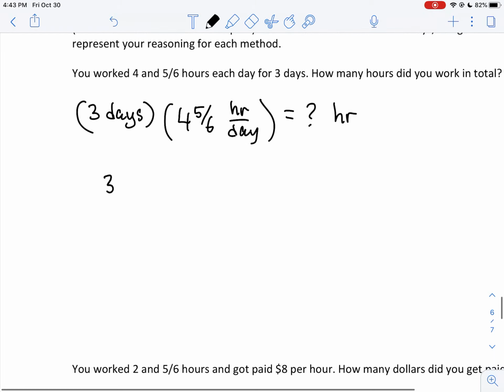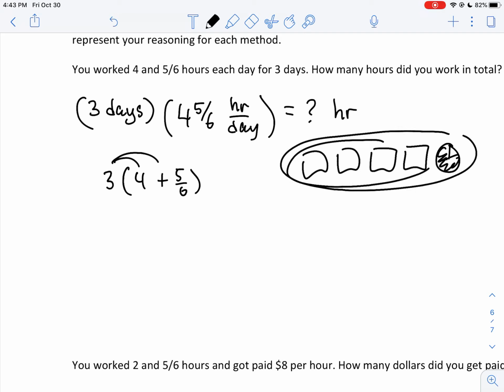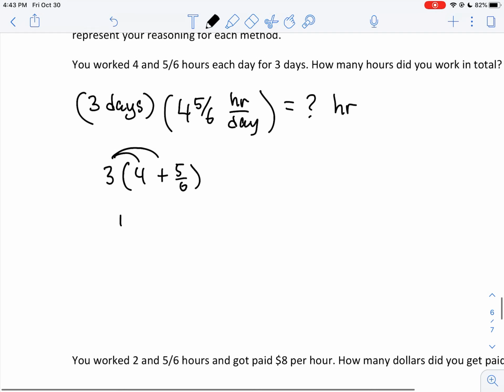Okay, one way to do this is to leave it as 4 and 5/6. It really boils down to doing 3 times 4 plus 5/6, and distributing the 3, using the distributive property. Because if you have 4 somethings, and then you have 5/6, so there's 4 and 5/6, and then you copy that 3 times. Well, you can just copy the 4 3 times, then copy the 5/6 3 times, and then put it all back together. So the distributive property applies here.